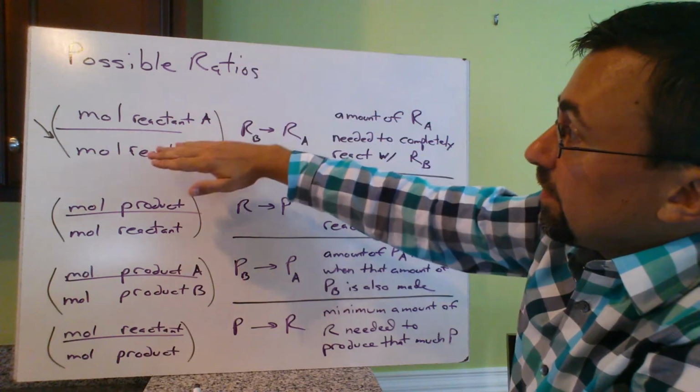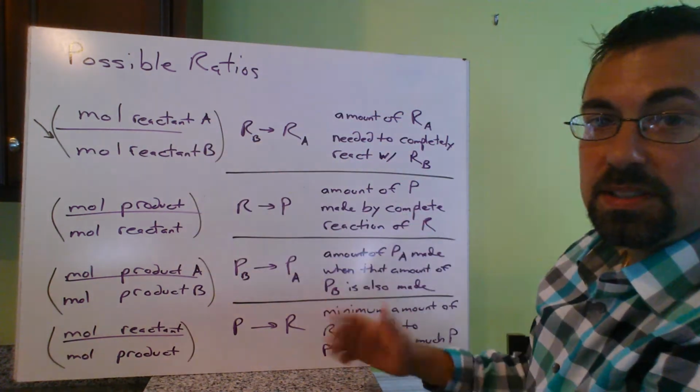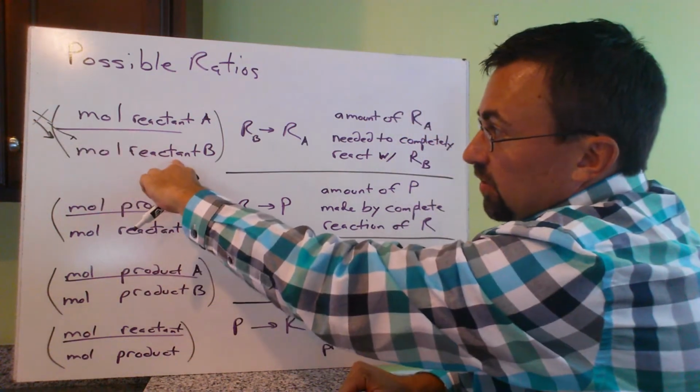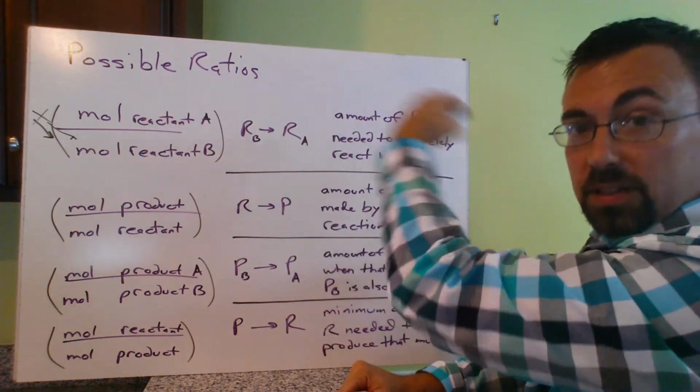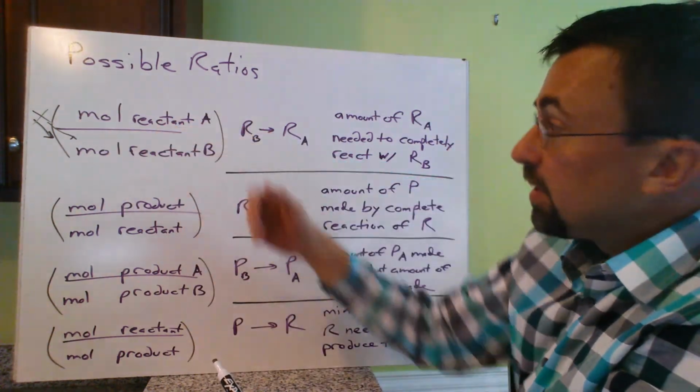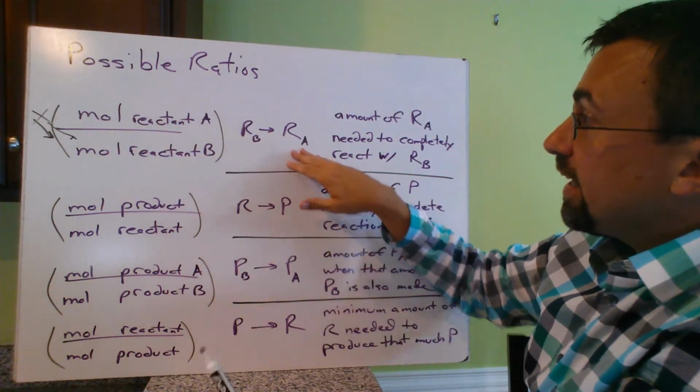So what does it mean? Remember, when we're doing these calculations, typically we're crossing out a unit here. The one on the bottom is what we're starting with, and the one on the top is what we're ending up with at the end of the calculation. So from a flow standpoint, it's going to be the bottom to the top. So we're comparing reactant B to reactant A.